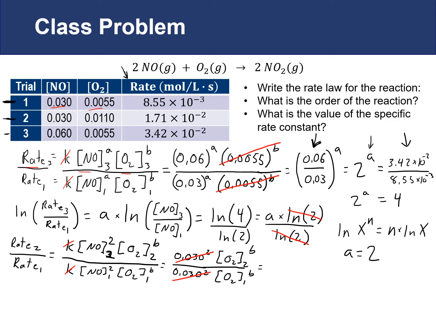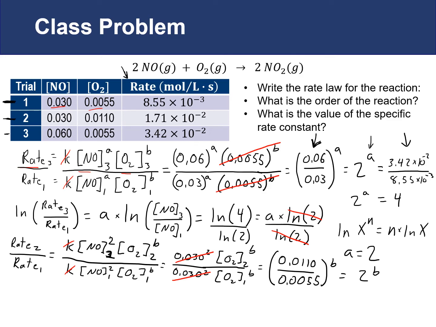This is the same thing as our values raised to the b power. So this would be 0.0110 divided by 0.0055 raised to the b. So this is essentially 2 raised to the b.